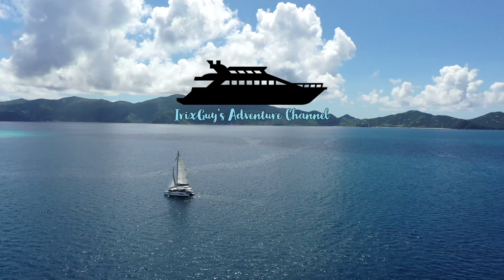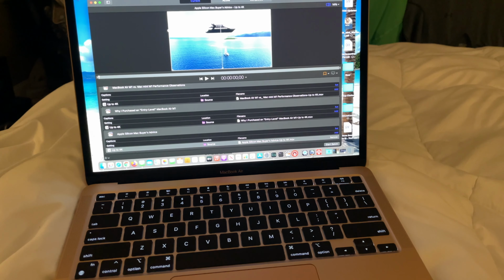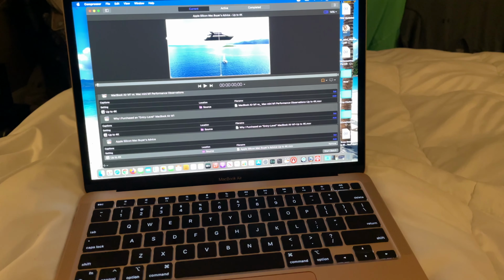Hey y'all, Irix Guy here, and I want to answer the question: does the MacBook Air M1 get warm on the bottom when it's really being worked hard?